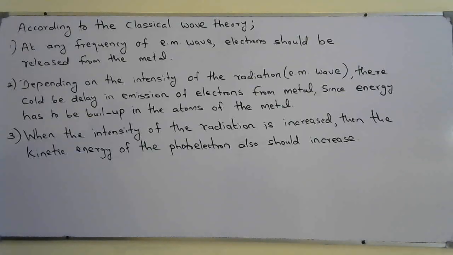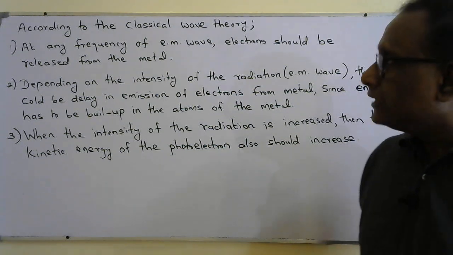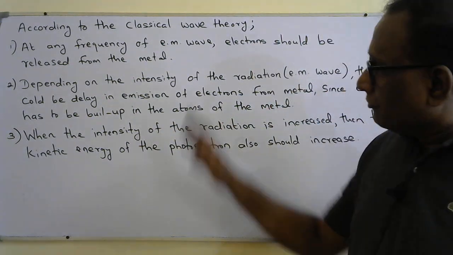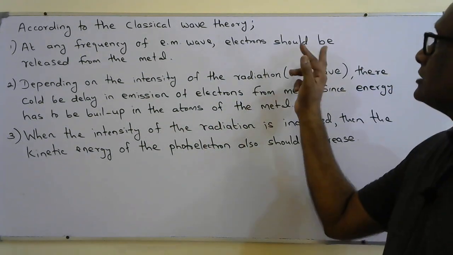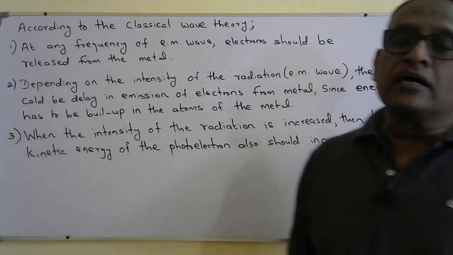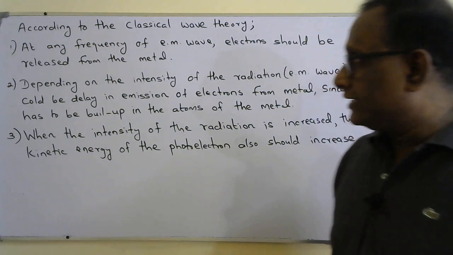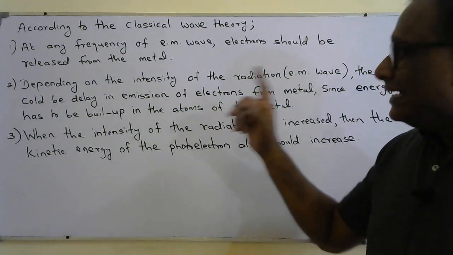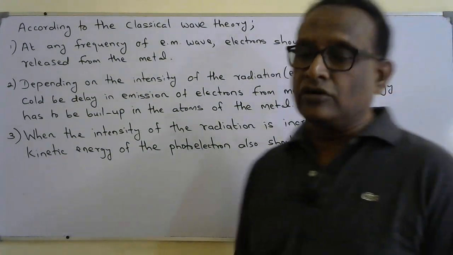So I'll write all these three conclusions based on classical wave theory related to the photoelectric effect. First, it says at any frequency of electromagnetic radiation, electrons should be released from the metal. So the ability of removing electrons does not depend on the frequency of the electromagnetic radiation. Second, depending on the intensity of the radiation, there could be a delay in emission of electrons from the metal, since energy has to be built up in the atoms of the metal.